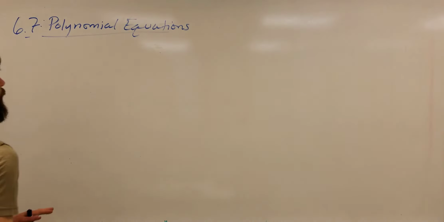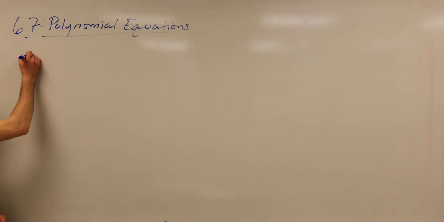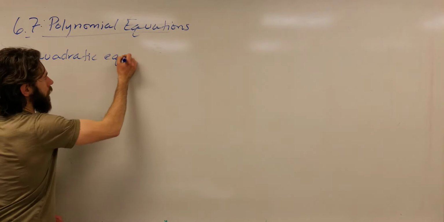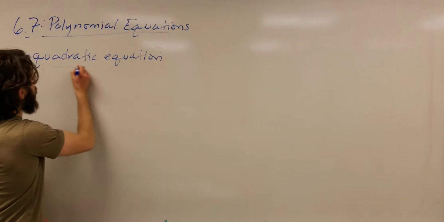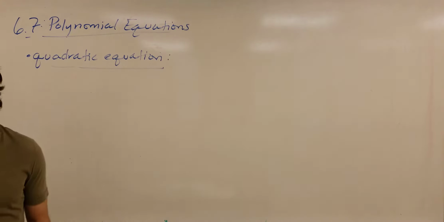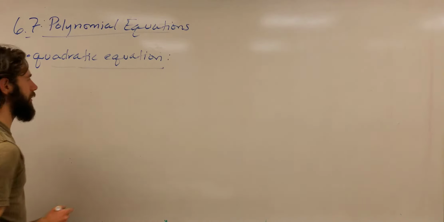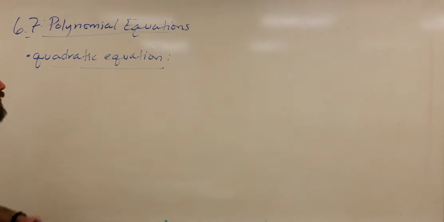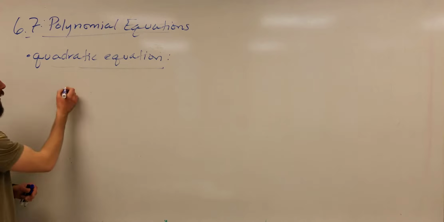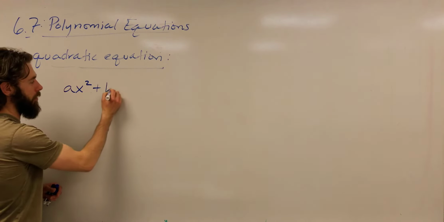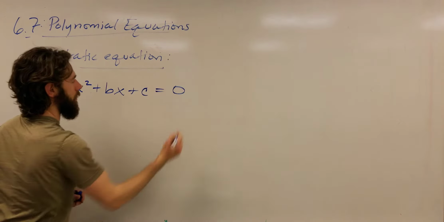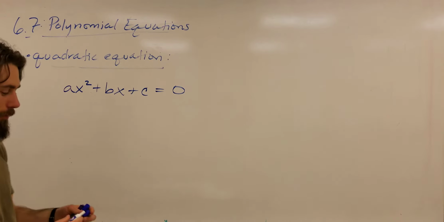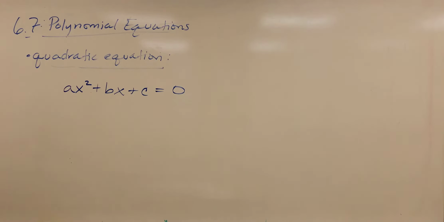So the first type we'll start with is just called a quadratic equation. And basically what that means is a quadratic equation is an equation where your highest power of x is 2. So a general quadratic equation will look like this: ax squared plus bx plus c equals 0. And that x squared there, that's our leading term. Okay.